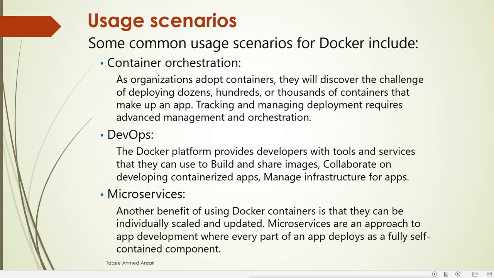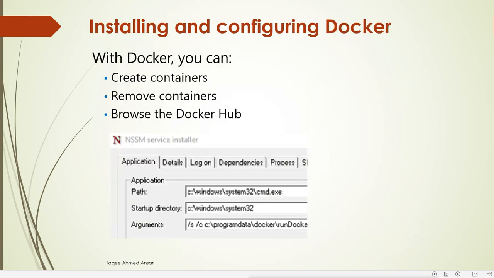Then DevOps for the developers. The Docker platform provides the developers with tools and services that they can use to build and share images, collaborate on developing centralized apps, and manage infrastructure for applications. Then microservices. Another benefit of using Docker containers is that they can be individually scaled and updated. And microservices are an approach to app development where every part of an app deploys as a full self-contained component.